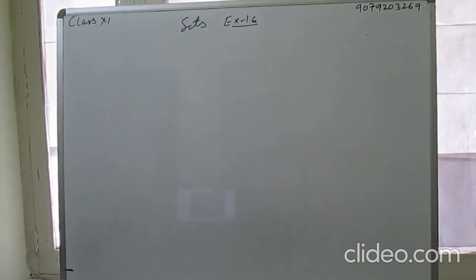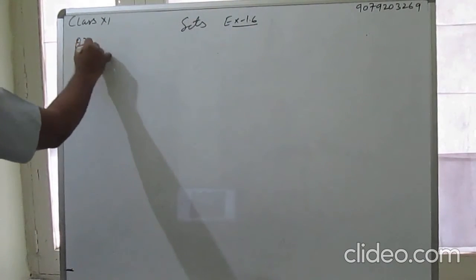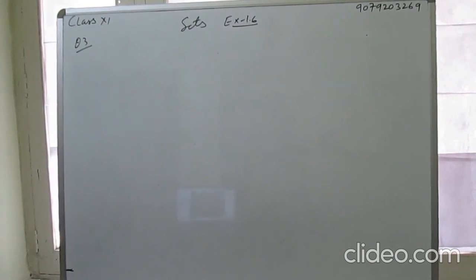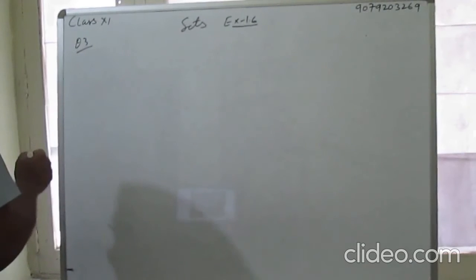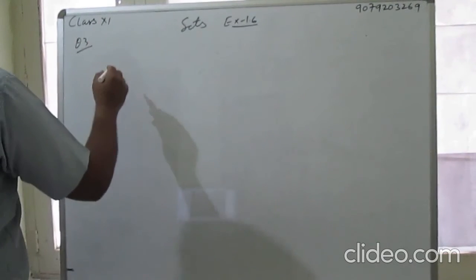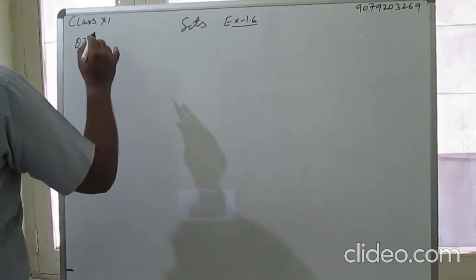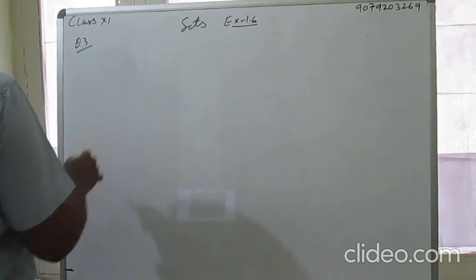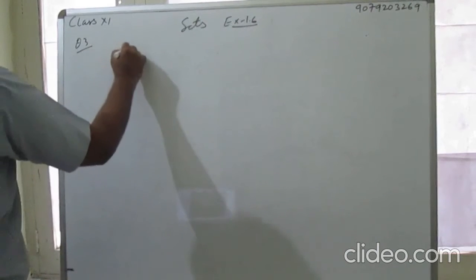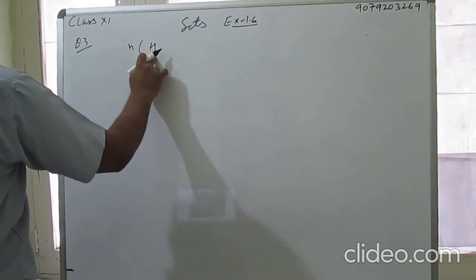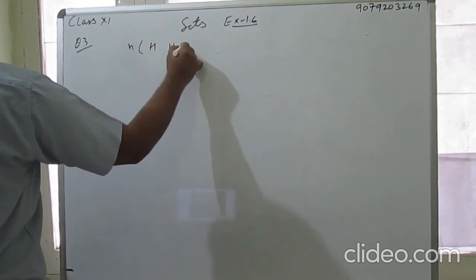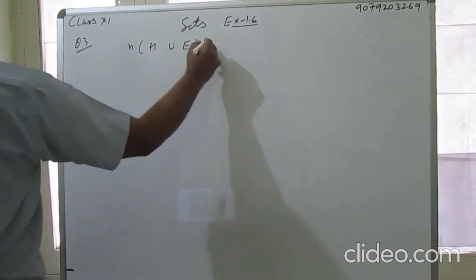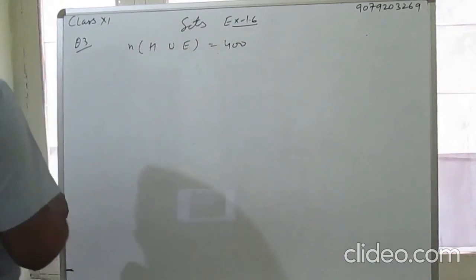Question number 3. In a group of 400 people, 250 can speak Hindi and 200 can speak English. How many people can speak both Hindi and English? So H represents Hindi and E represents English. The total is given to you as 400.